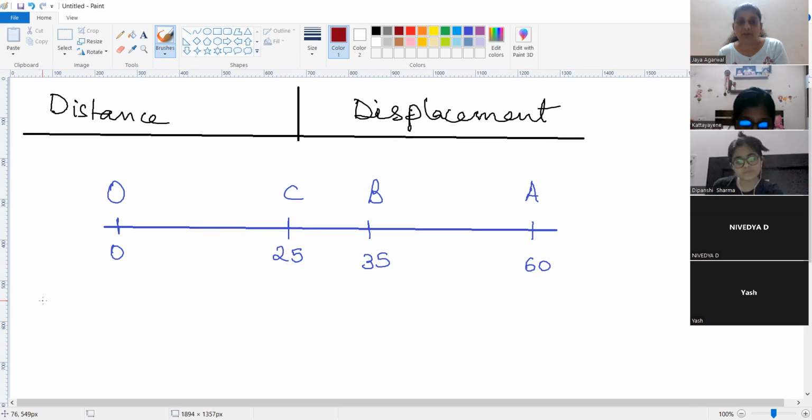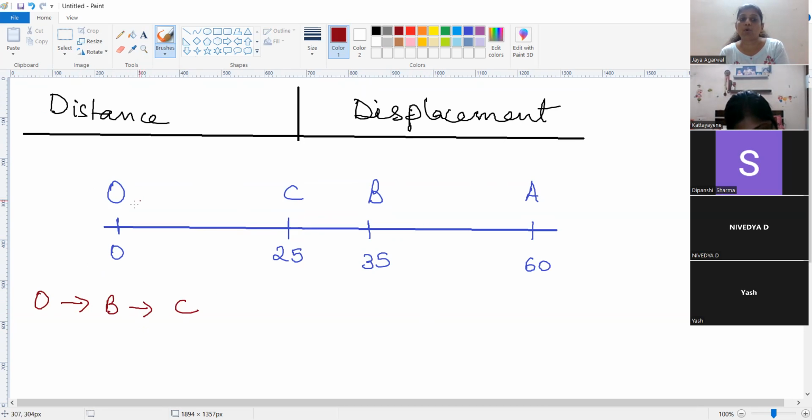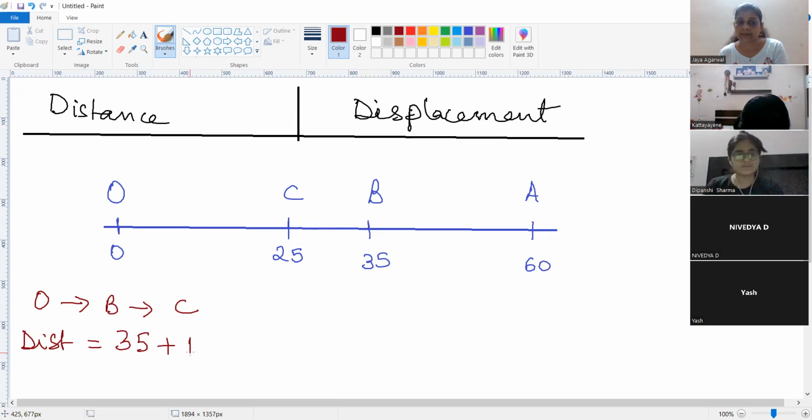Now, what is the distance from O to B to C? Can someone tell me what is the distance here? O to B is OB, 35. And B to C is again how much? यश कैसे बोल रहे हो आप 60? O to B is 35. Now B to C is 35 to 25, that is 10. So that makes it 45. Am I clear? Yes, ma'am.